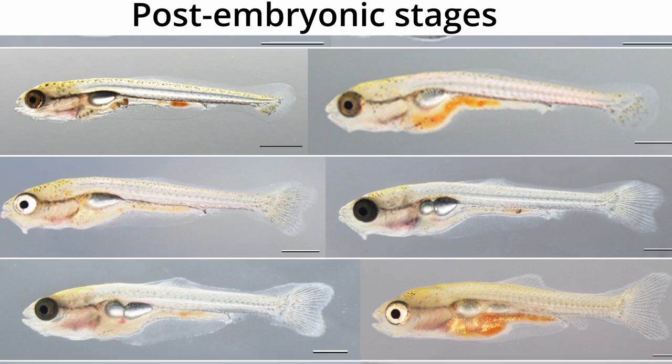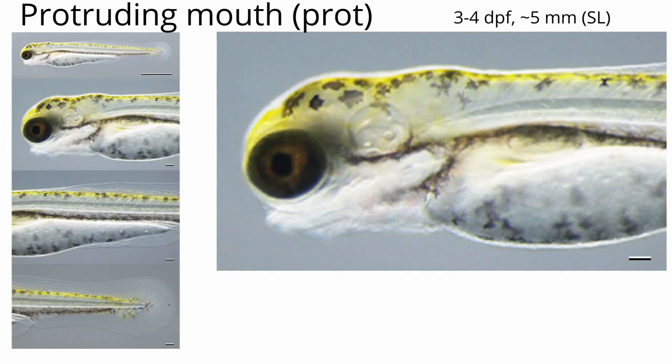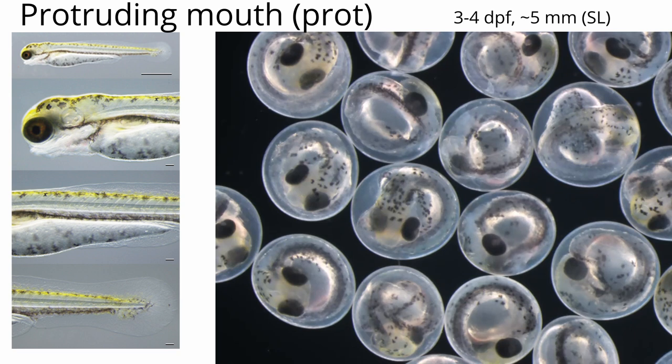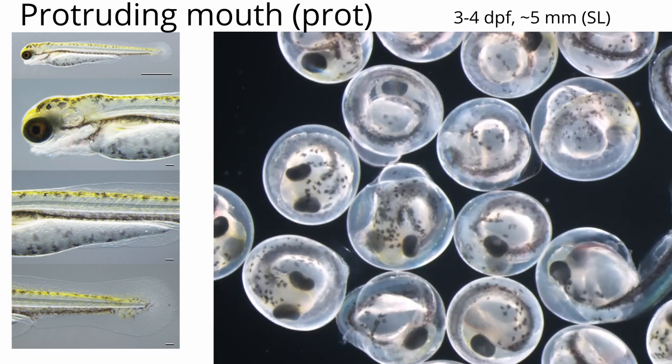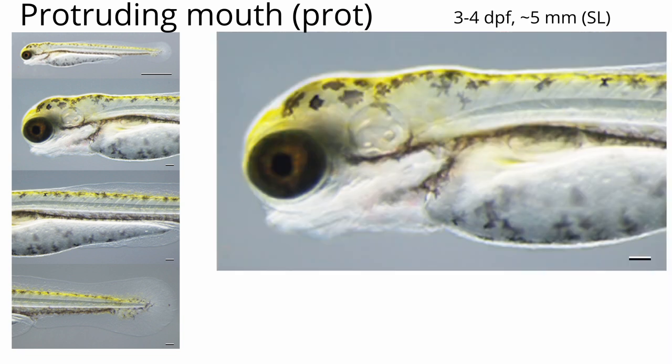Now, let us examine the post-embryonic stage of goldfish. Protruding mouth stage. As mentioned in the previous video, this stage also appears in the embryonic staging table. This is because depending on the state of the embryo, the individual may still be enclosed within the egg membrane at this stage. However, once it breaks through the egg membranes and emerges, it is then considered a larva.